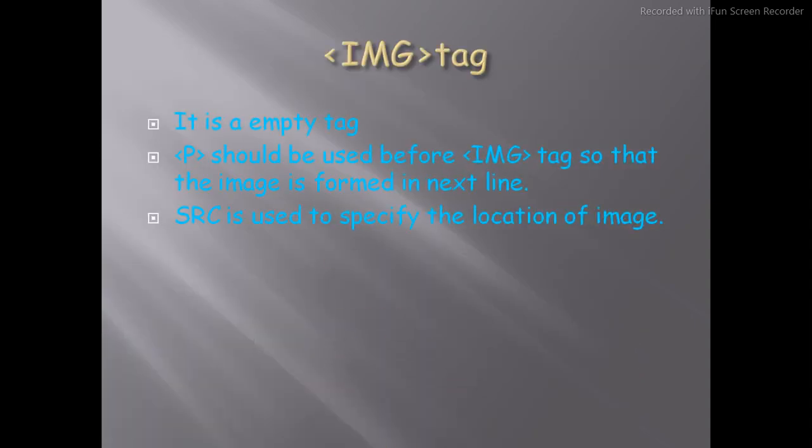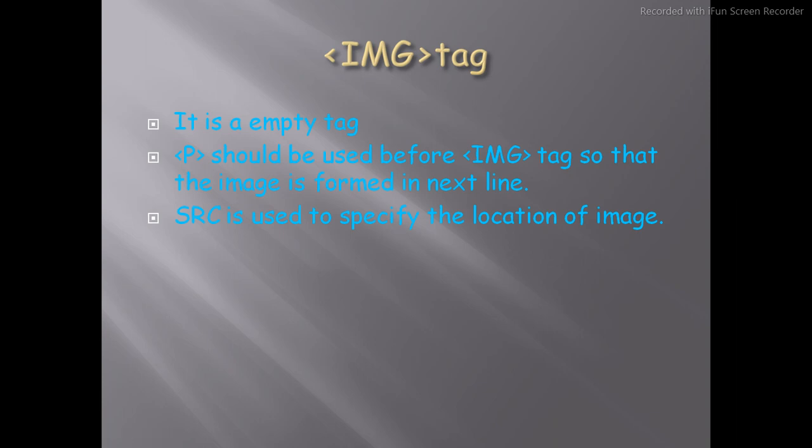Now, what is the IMG tag? Let's discuss that. It is an empty tag. P should be used before the IMG tag so that the image appears on the next line. The SRC attribute is used to specify the location of the image. So by reading this you can understand IMG tag means image. If you want to insert any image in your web page to make it more attractive, more beautiful, we use the IMG tag. SRC is one of its attributes, used to specify the location of the image.